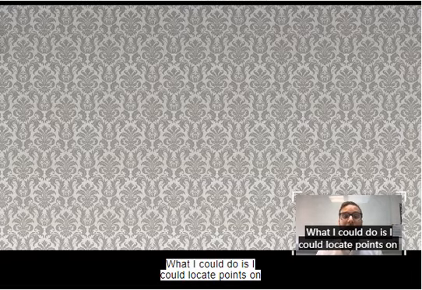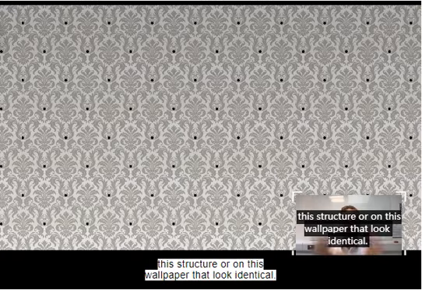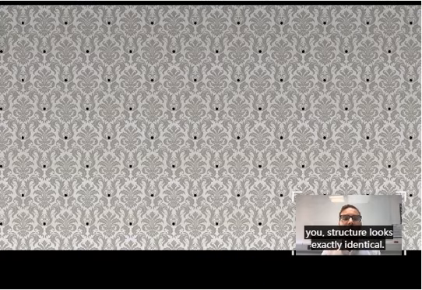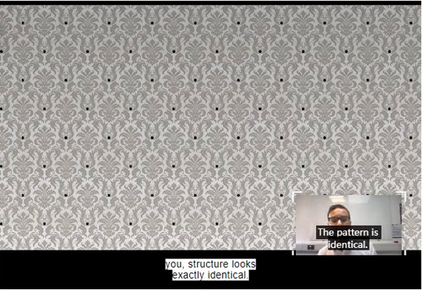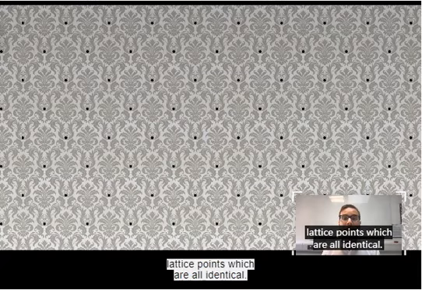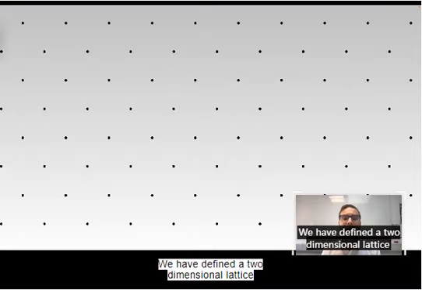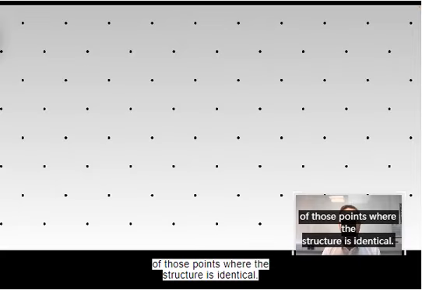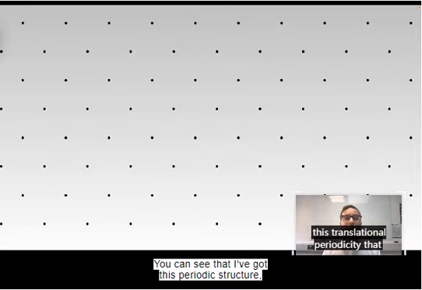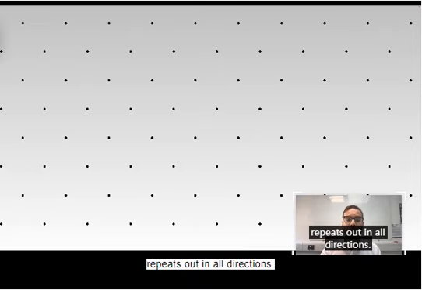So what I could do is locate points on this wallpaper that look identical. Any one of those dots that I've put on there, if you were to sit on that dot and look around you, the structure looks exactly identical. The pattern is identical. So this defines something that we call a lattice. What we've defined here are a series of lattice points, which are all identical, and we have defined a two-dimensional lattice of those points where the structure is identical. So you can see that I've got this periodic structure, this translational periodicity that repeats out in all directions.